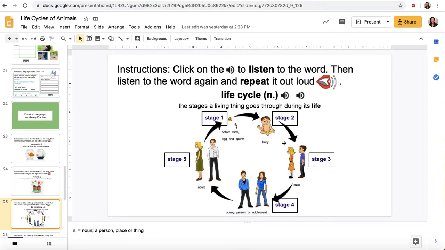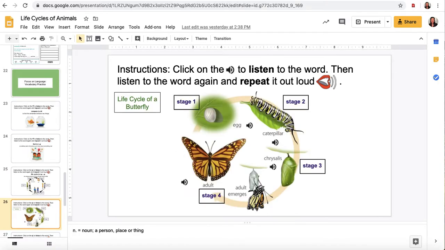So if we're looking at people, you have before birth, when you're in your mommy's tummy, and then when you're a baby, then you're a child, maybe then a teenager or adolescent, and then you become an adult. And animals go through those life cycles also.